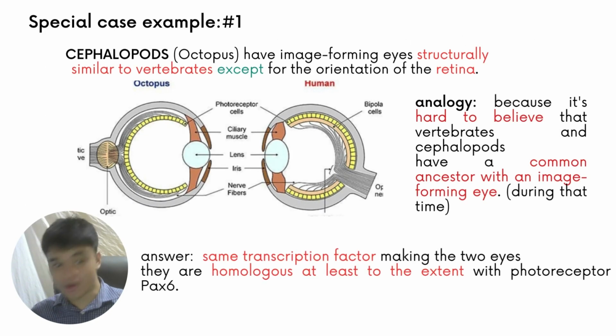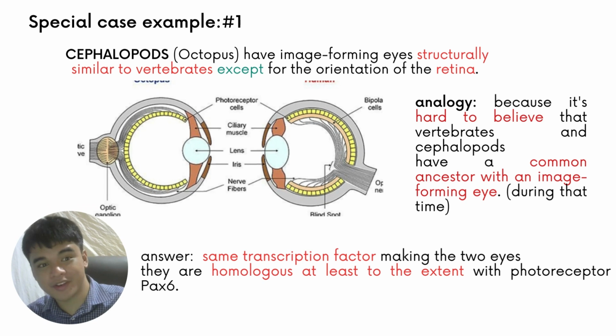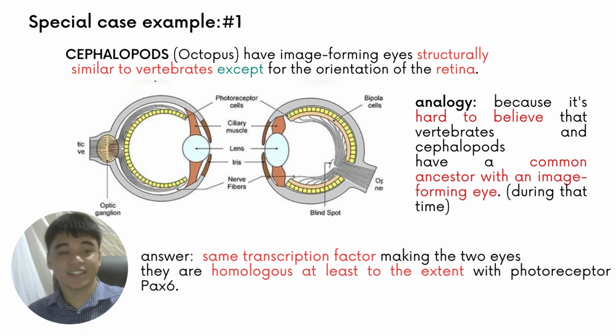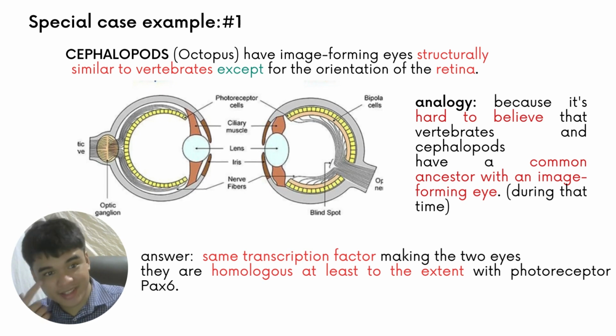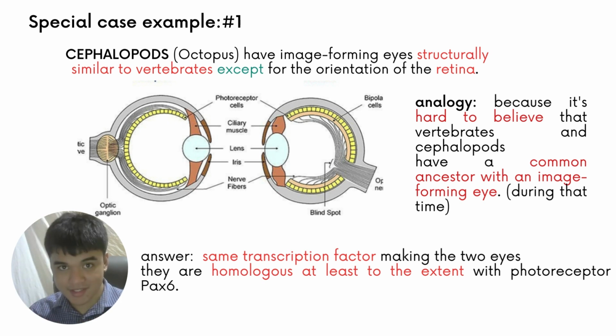And now for special case 1 of 2. So here's cephalopods, your very favorite octopus. It's structurally similar to the vertebrate eye. That's one of the things. The difference is the retina is backwards. So for us humans, the retina is at the back, while for the octopus, the retina is in the front. They also don't have a blind spot because of that.